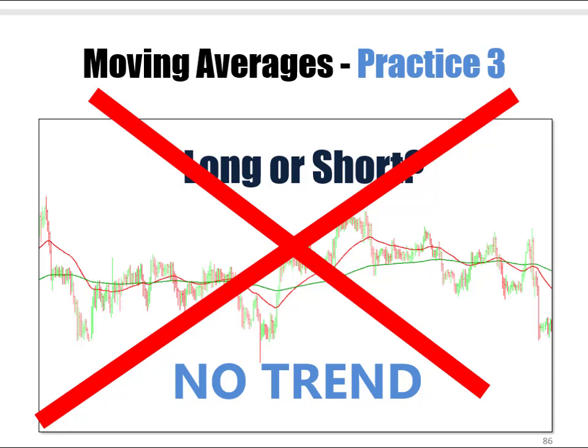So to recap, we use the 20, the 50, and the 200 moving average. When price is above all 3 moving averages, we buy. When price is below all 3 moving averages, we sell. When the 20 crosses the 50 to the upside, this indicates a change of direction and we look to buy. When the 20 crosses the 50 to the downside, this indicates a change of direction and we sell.